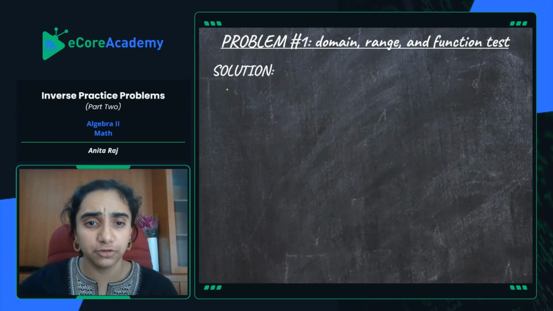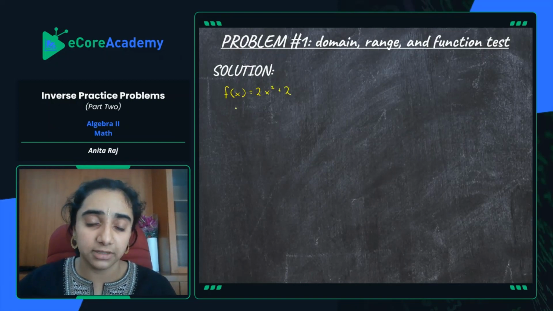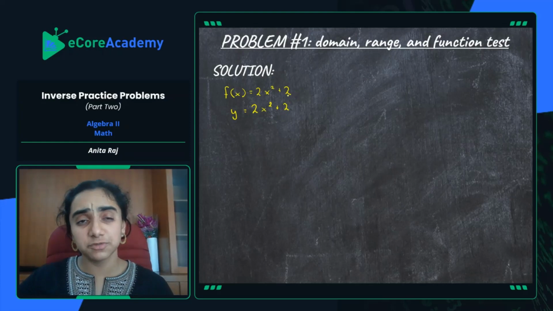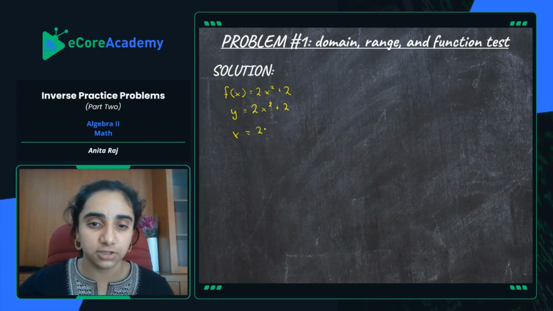So I'm going to write the original function, which was f of x equals 2x squared plus 2. The first thing we want to do is find the inverse. To find the inverse, I'm going to write this in terms of x and y. So I'm going to replace the f of x with y. And then I'm going to write the 2x squared plus 2 on the other side of the equal sign. Afterwards, what we do is we switch the y and the x. So remember, that's our first step. So I'm going to rewrite this as x equals 2y squared plus 2.